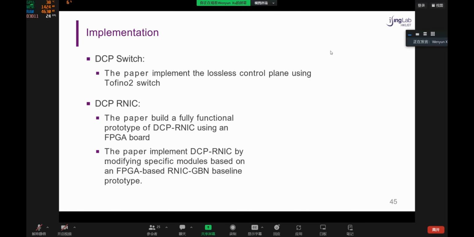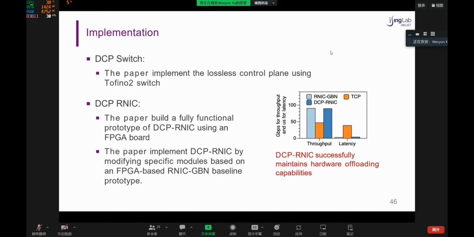This paper implements the lossless control plane using the Tofino-2 switch and builds a fully functional prototype of DCP RNIC using an FPGA board. They implement DCP RNIC by modifying specific modules based on an FPGA-based RNIC GBN baseline prototype. This paper evaluates the basic performance of the DCP prototype. It successfully maintains hardware offloading capabilities, achieving throughput and latency comparable to RNIC GBN, both of which significantly outperform TCP.